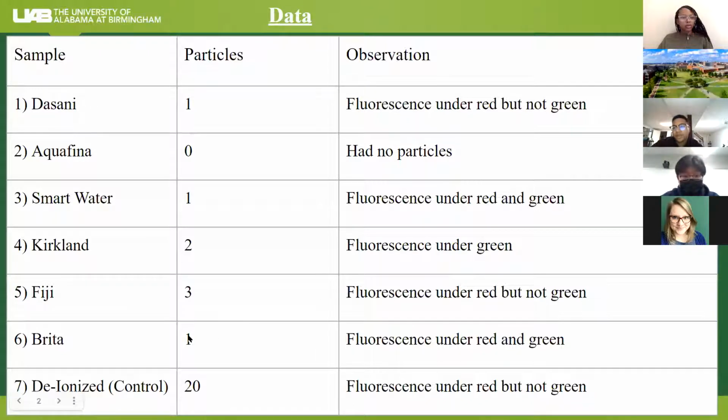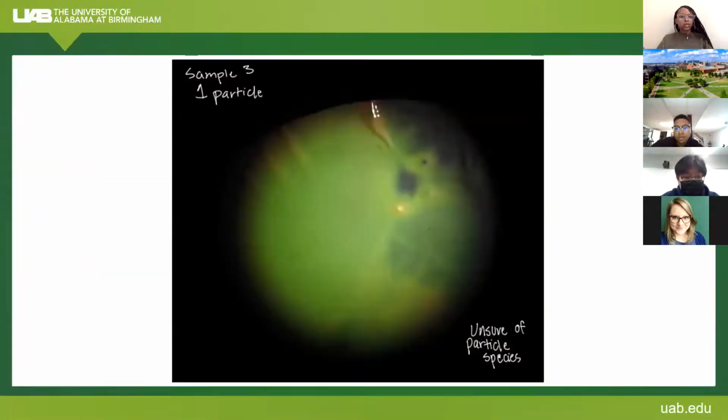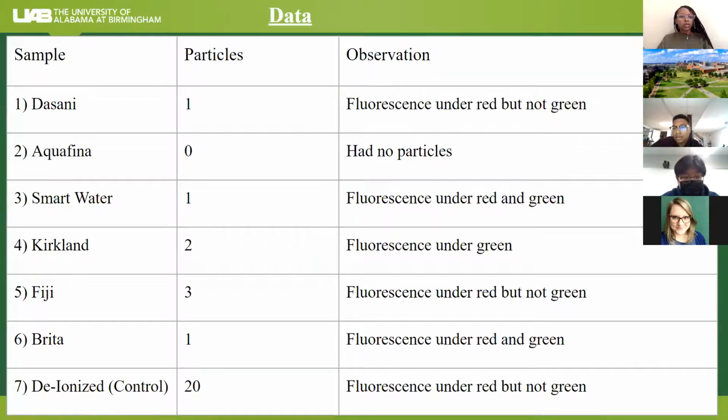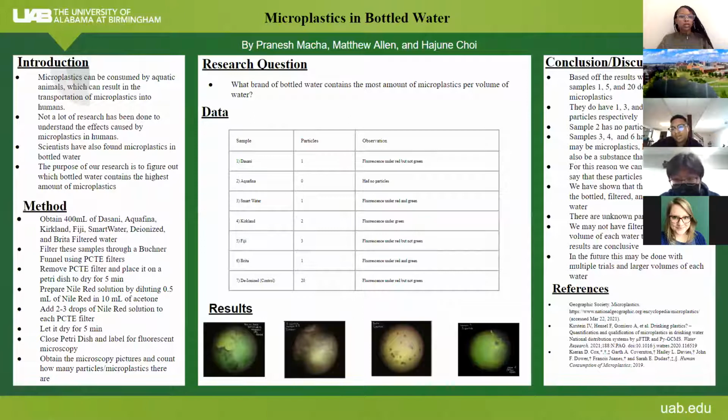For the Brita filter, we filtered regular tap water through it, and it had 1 particle that fluoresced under red and green. So we don't know if it's a microplastic or any other organic material that could have come from the filter itself. Our research came back inconclusive for finding anything significant. To improve our research, we determined that we could either use a larger sample size, do multiple trials, or do both together.